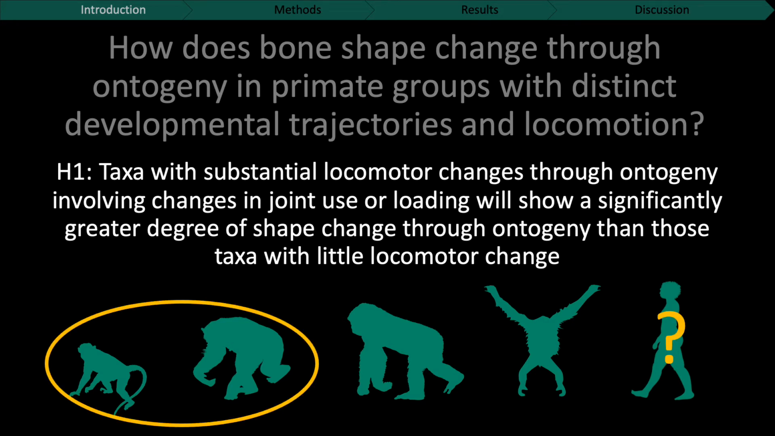The taxa that experience locomotor change here are Macaca and Pan, so I predict that these taxa will show a greater degree of shape change in their locomotor skeleton than Gorilla and Pongo. Now, because human behavior is so diverse, the prediction for Homo is left open.